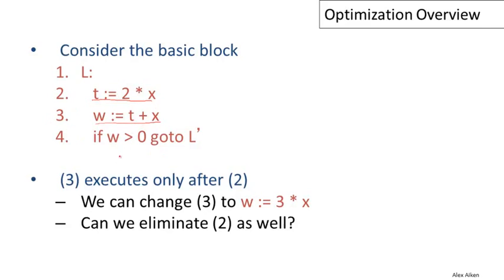So that is certainly a correct optimization, and it's correct exactly because statement 2 is always guaranteed to execute before statement 3. Another question might be whether we could eliminate this statement. Once we replace this by 3 times x, maybe we don't need this assignment anymore. If this was the only place that t was used, if t was a temporary value that was computed only to compute the value w, then we can delete this statement. And this depends on the rest of the program. We have to know whether t has any other uses someplace else in the program, which we can't see just by looking at the single basic block.